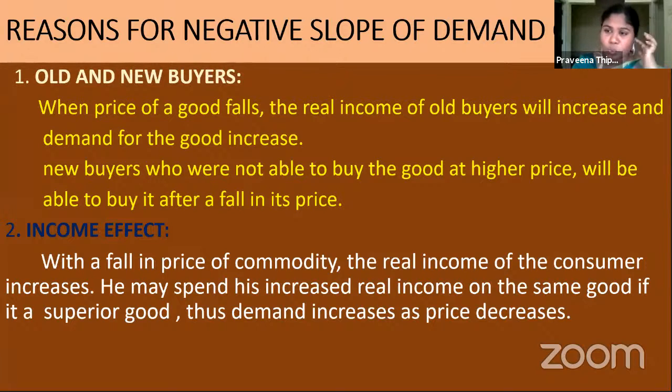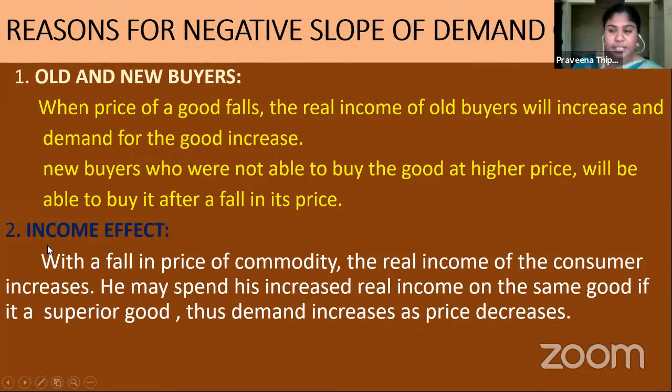The consumers who already buy the product are called old buyers. So when the price of the commodity decreases, the real income of the old buyers will increase, and they'll try to demand more goods. And new buyers means people who didn't buy that commodity till now. Due to the fall in price, they will purchase that commodity, because they were unable to buy that product when the price was high. As the price falls, they are now able to purchase it. So this is also one of the reasons for the slope of the demand curve.